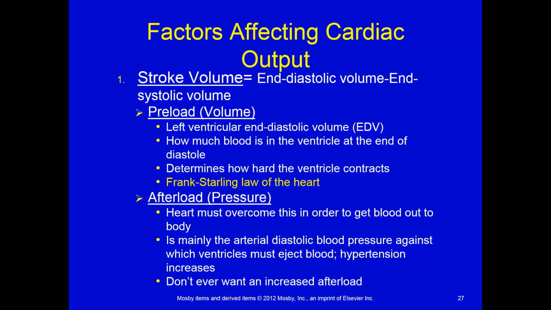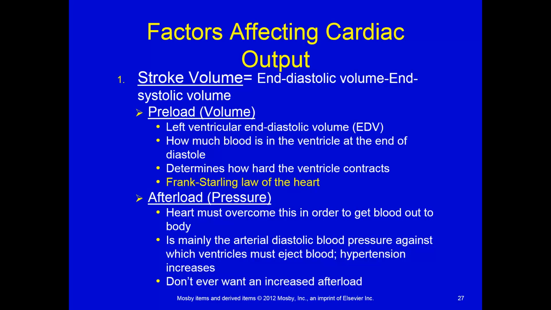afterload is pressure. And what I mean by that is afterload is the pressure that the heart must overcome, and more specifically, the left ventricle must overcome to pump that blood from the left ventricle out into the aorta, out into the system, out to the tissues. Okay? So afterload is the pressure that the heart must overcome in order to get blood out to the body. Mainly what afterload is, is the arterial diastolic blood pressure. So basically, our blood pressure.